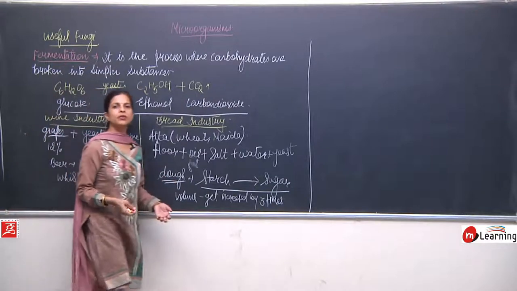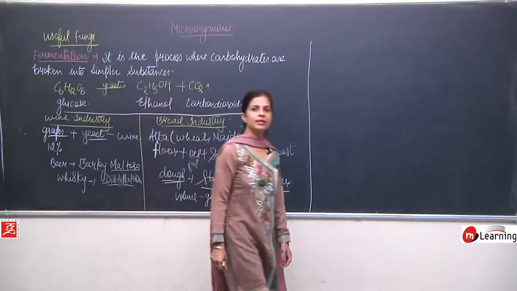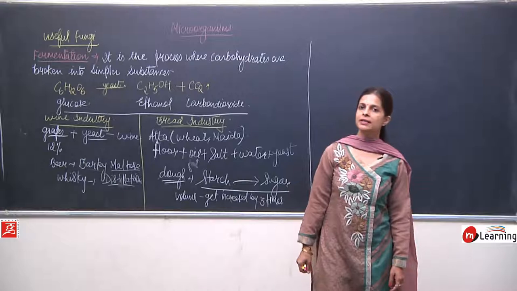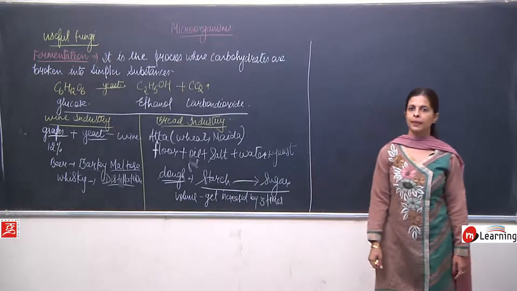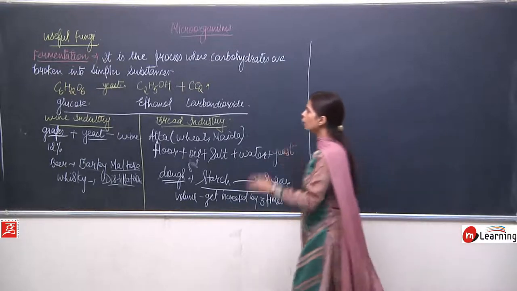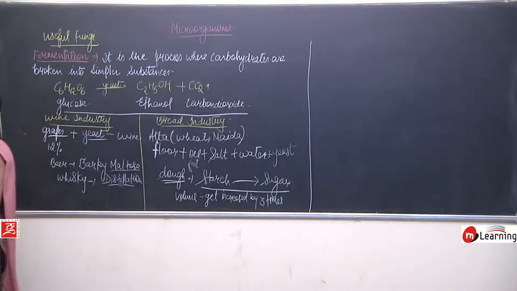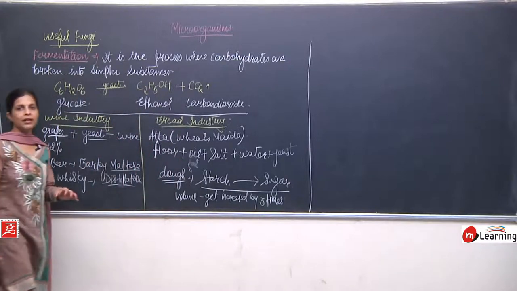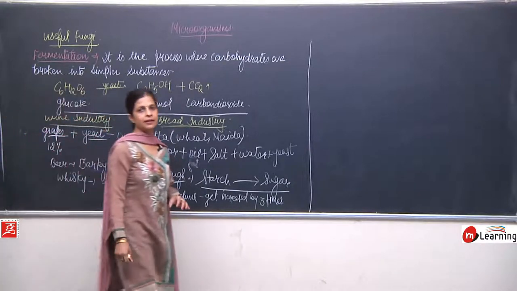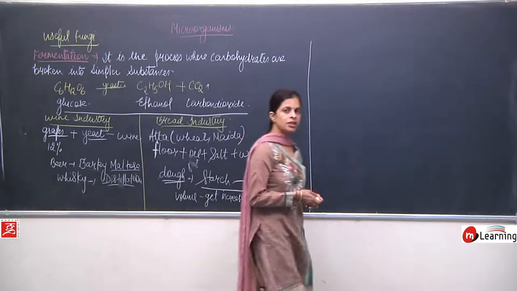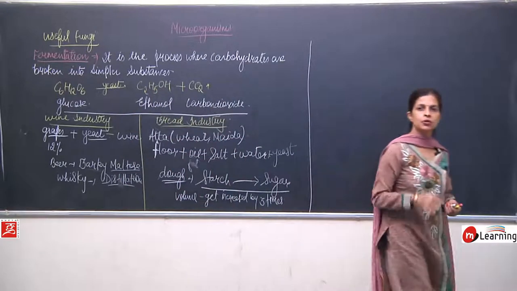Now here, due to the carbon dioxide, the volume gets increased by 3% and it makes the bread very, very soft. This was totally the fermentation process, or the useful aspect of the fungi, which we have already discussed earlier. Now this was all about the useful aspect.